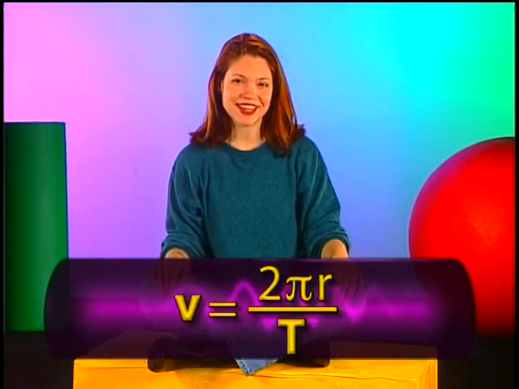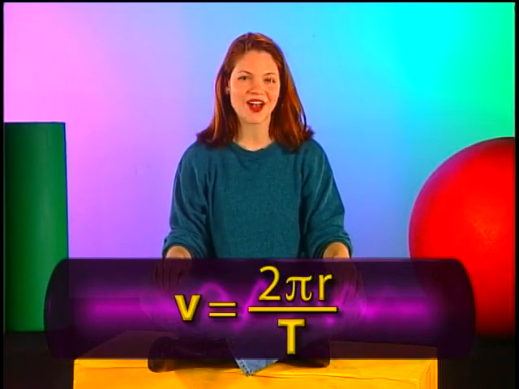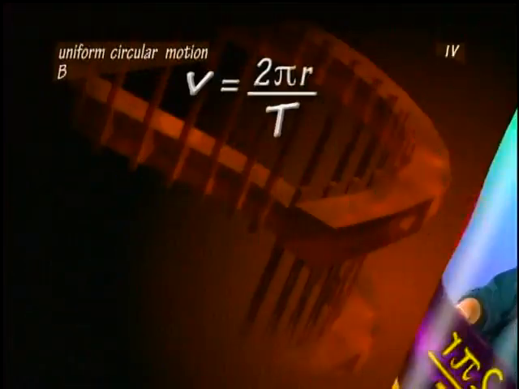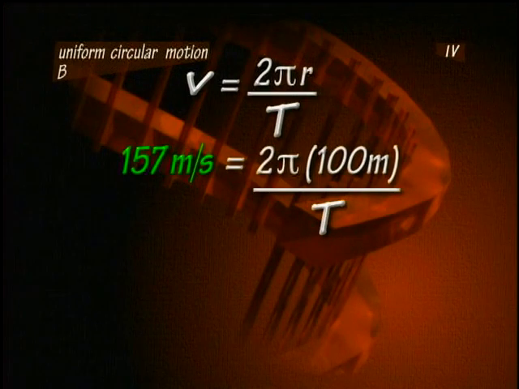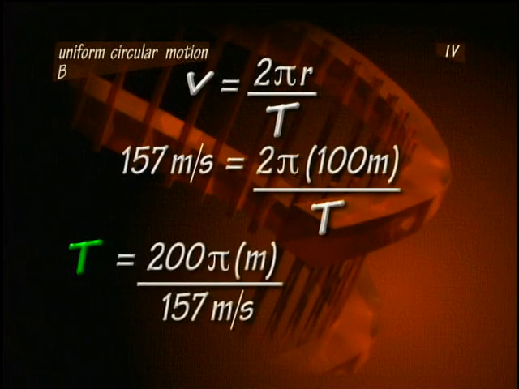Now that we have the velocity of Bright as Light's Uber Mean Machine, we can find the period by using our equation velocity v equals 2 times pi times the radius r over the period T. We have v equals 2 pi r over T. Plug in the velocity v of 157 meters per second, and that equals 2 times pi times the radius r, 100 meters, and put that over the period T. Isolating T, we get that T equals 200 times pi meters over 157 meters per second. So it takes 4 seconds for Bright as Light to complete one orbit. That's once around the track.